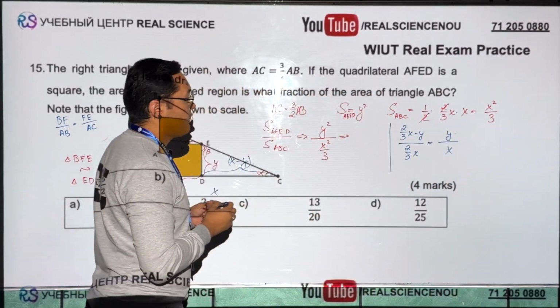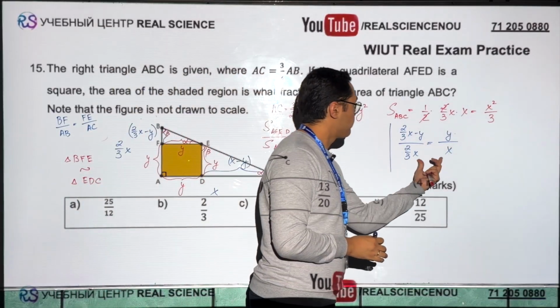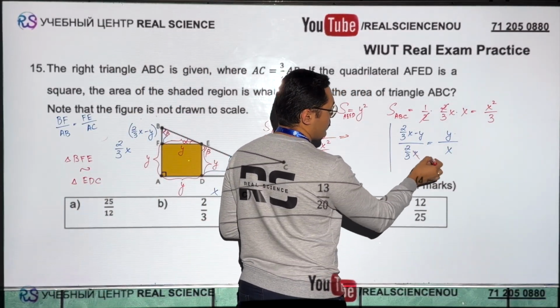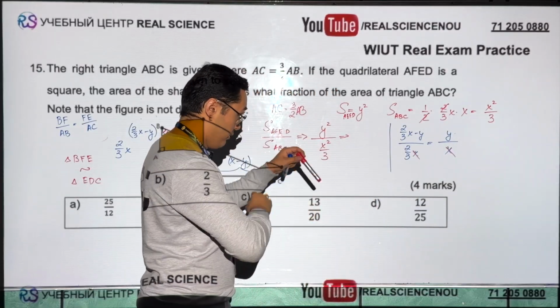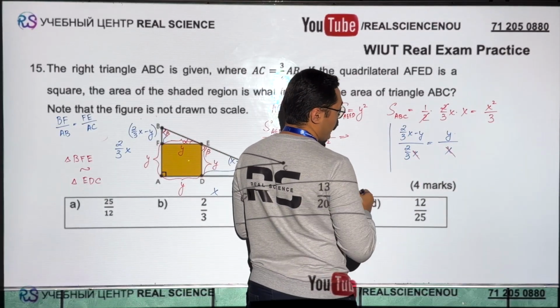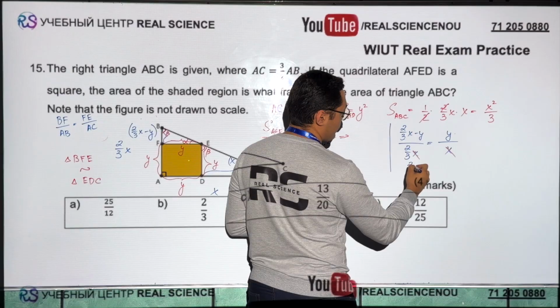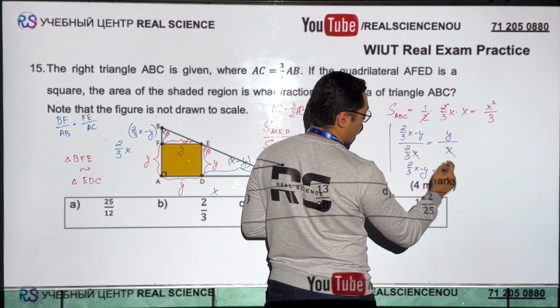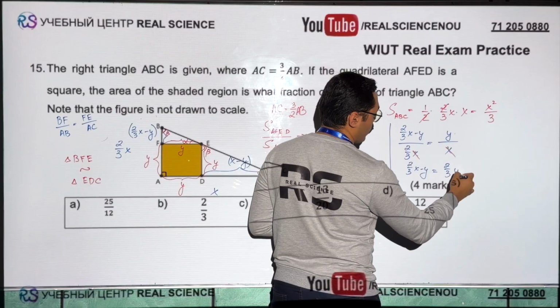Okay, as you can see, we have this kind of thing. Because we can reduce this x, you can reduce it actually. So now let's write that, cross multiply. So we're going to have 2 over 3 x minus y is going to be equal to cross multiply 2 over 3 times y, which is 2 over 3 y.